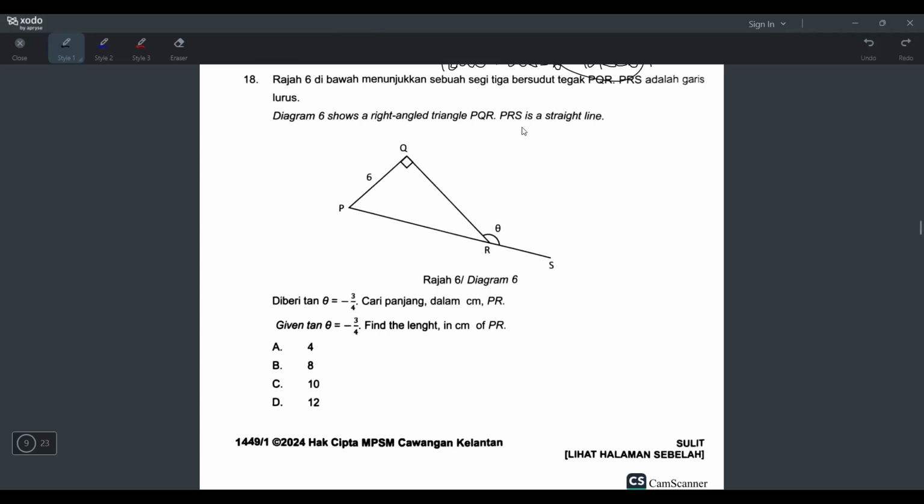Okay, I see it. Got 90 degree. PRS is a straight line. Okay, I see it. Tangent theta negative 3 over 4. Okay, I told my students many times already. For this type of question, check whether your angle is in first quadrant or not first. If it's not at the first quadrant, you find the reference angle. So you can clearly see that this angle is not in the first quadrant. You don't need the question to tell you it's not first quadrant. You can use your eyes.